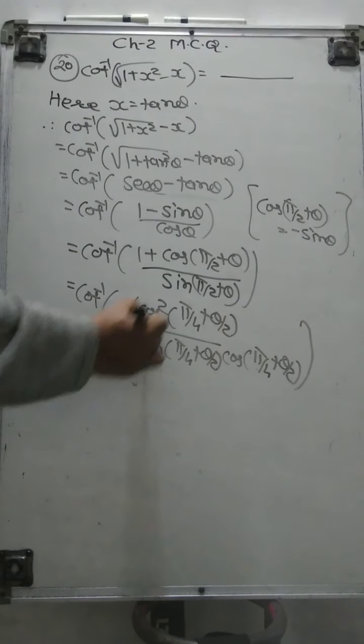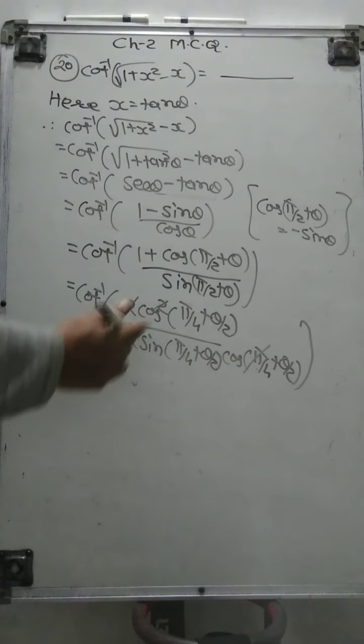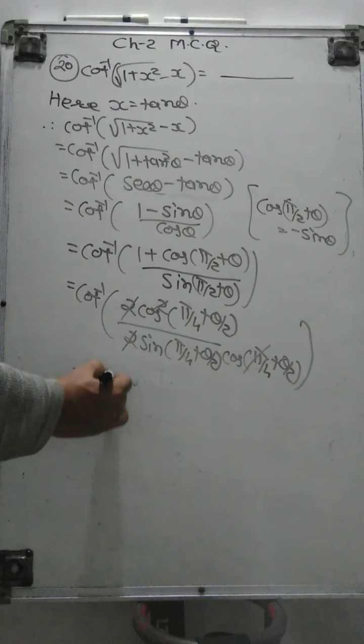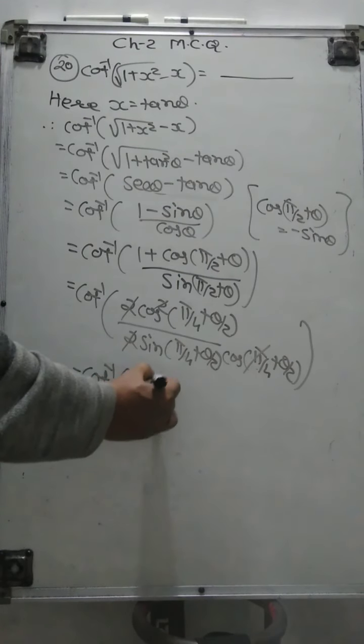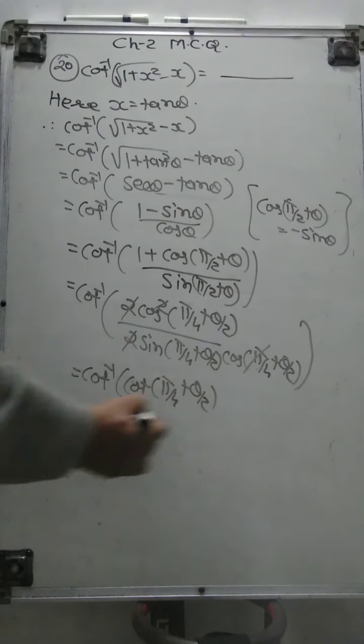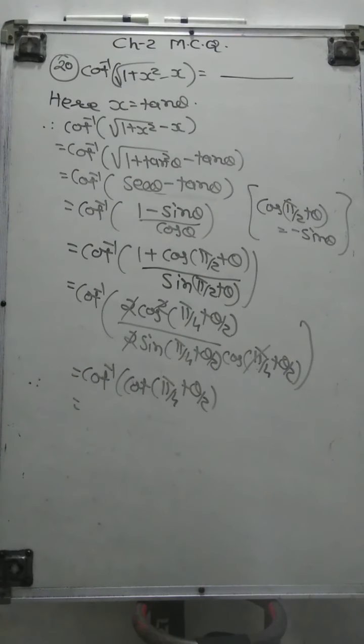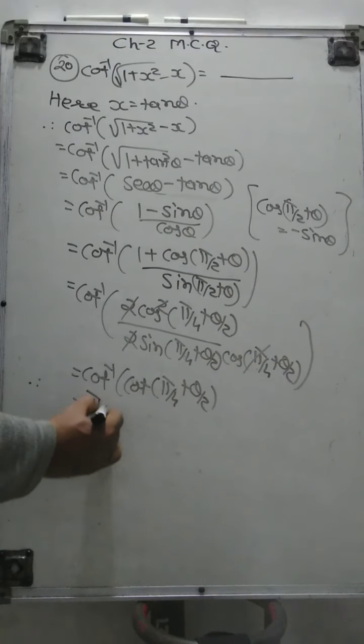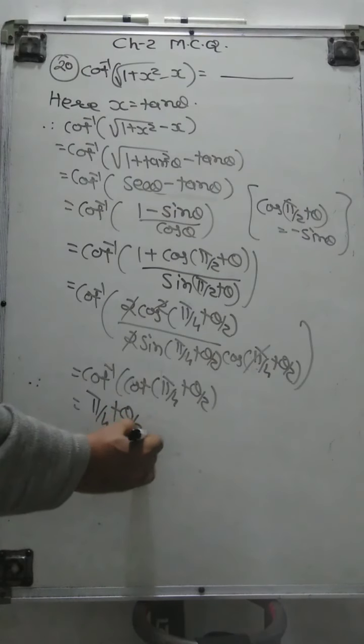Now 1 cos is removed, so cos upon sin is cot. So cot inverse cot pi by 4 plus theta by 2. Now here this cot is cancelled, and we just put our answer: pi by 4 plus theta by 2.